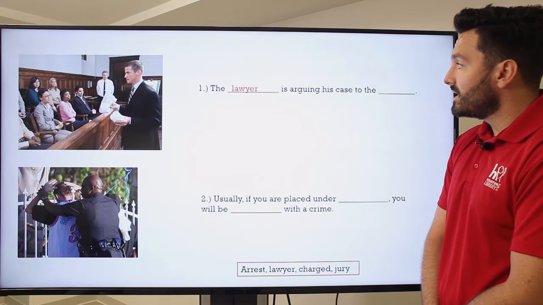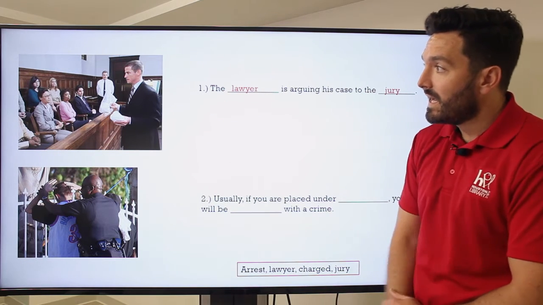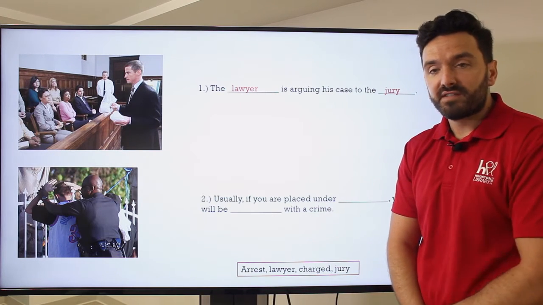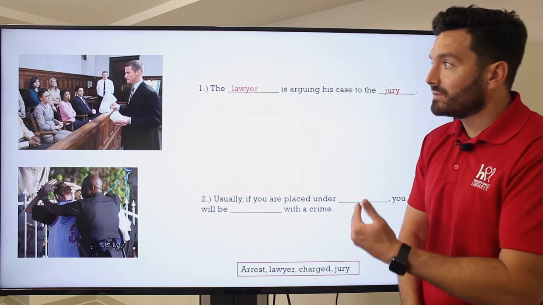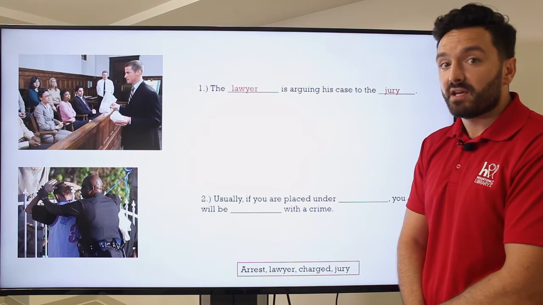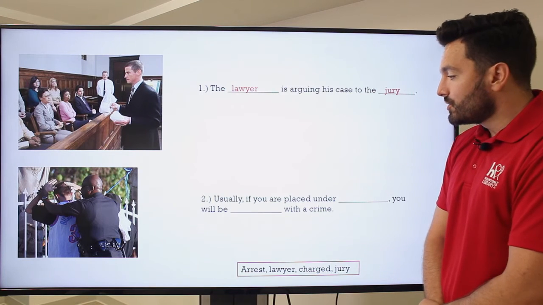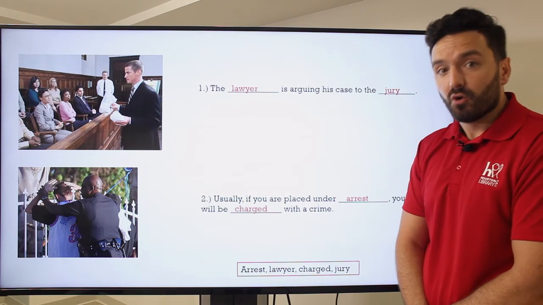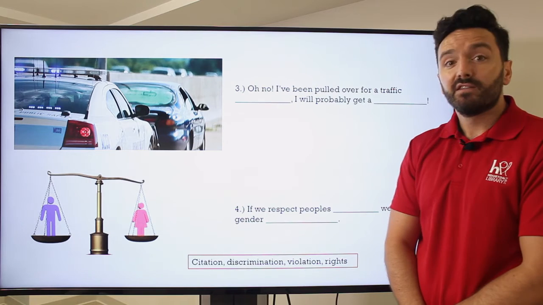All right, let's see how we did. The lawyer is arguing his case to the jury. So we see the lawyer right here, and he is speaking to the jury, trying to convince them of something that he is arguing, right? So he's doing his job, and they are listening to what he has to say so they can make a decision. And then down here, what do we got? Usually, if you are placed under arrest, you will be charged with a crime. Absolutely, absolutely.